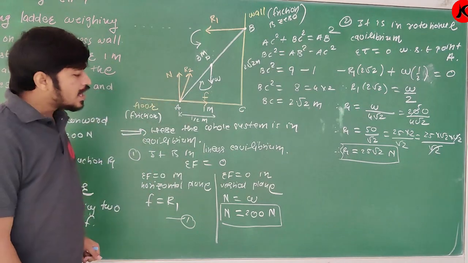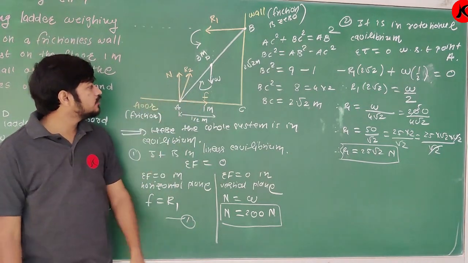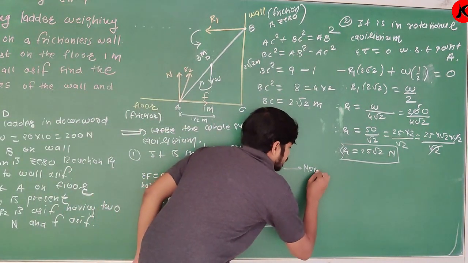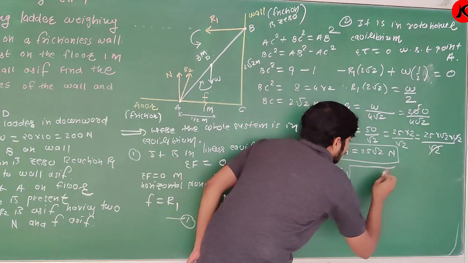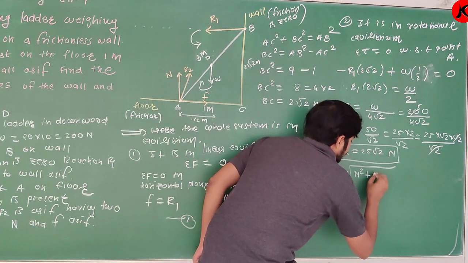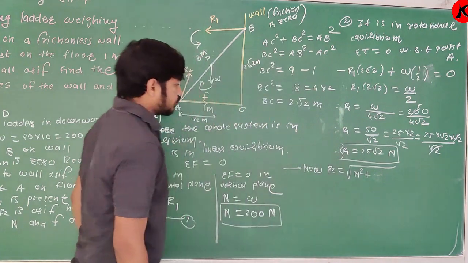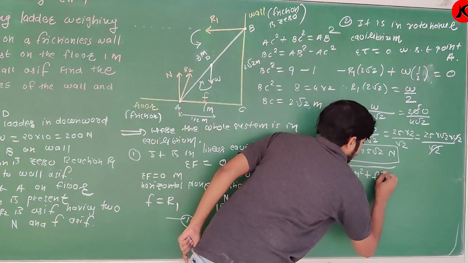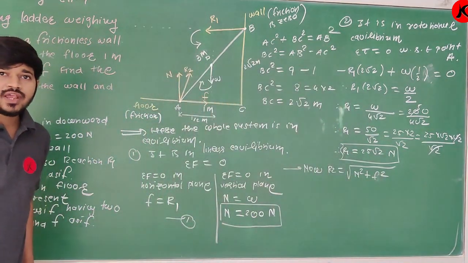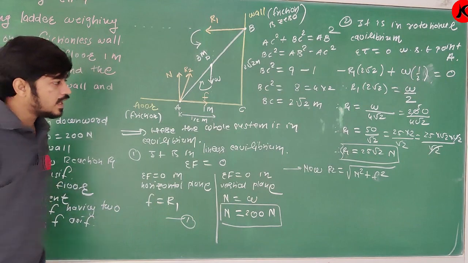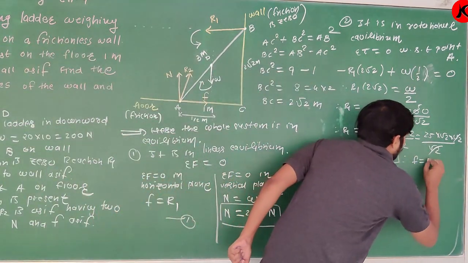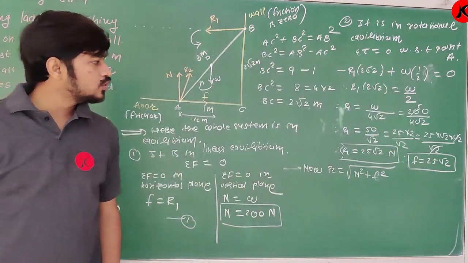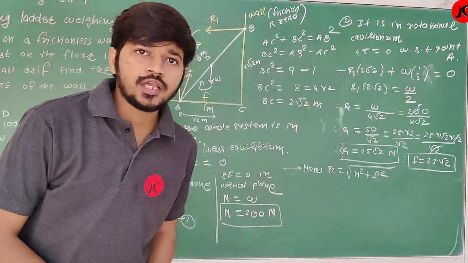Now how to find R2? As R2 has two components, N and F, R2 is equal to under root N square plus F square. But we do not have the value of F. We actually do, because R1 is equal to F. So F is also equal to 25 root 2. Clear about it?